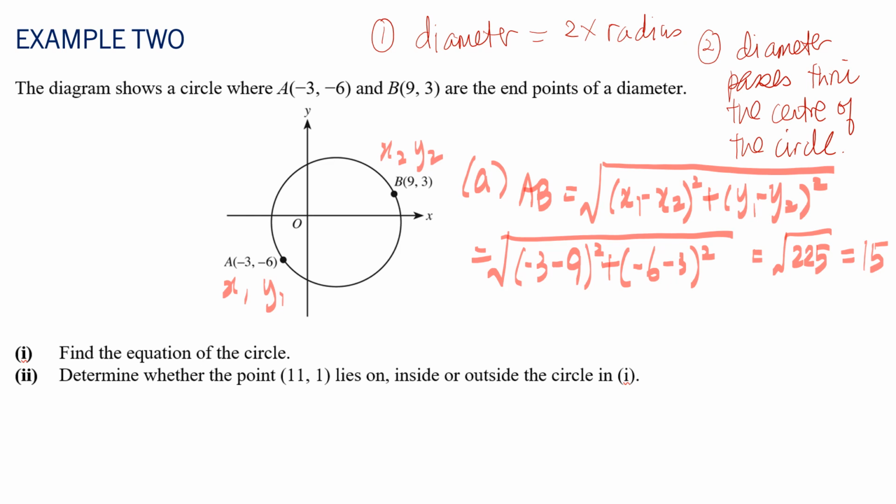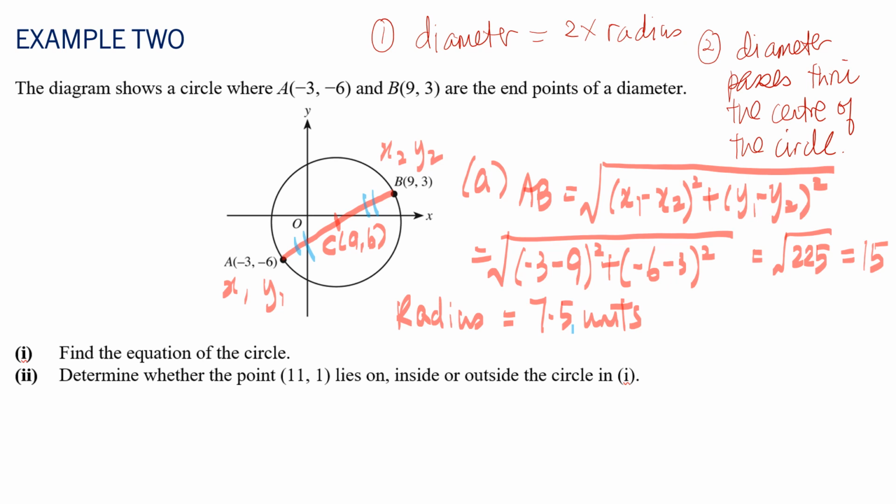So if the diameter is 15, what can you say about the radius? Correct, the radius will be half of it, which is 7.5 units. Alright, so we have successfully found the radius of the circle. We still need to find the center of the circle. From our second observation, we understand that the diameter actually passes through the center of the circle. And in fact, because the diameter is equal to 2 radii, the center will be the midpoint of your diameter. Okay, your center is the midpoint of the diameter.